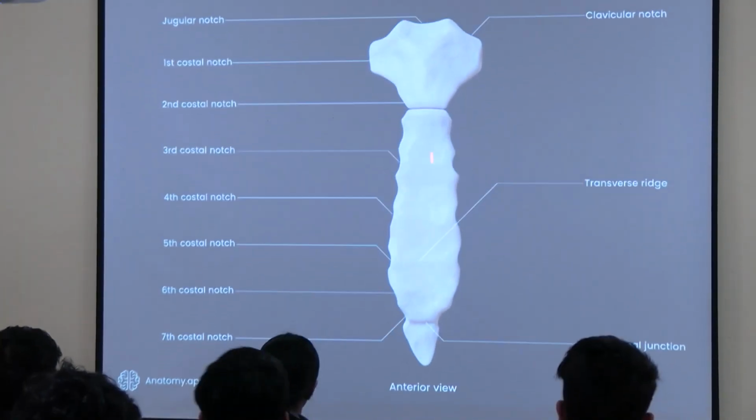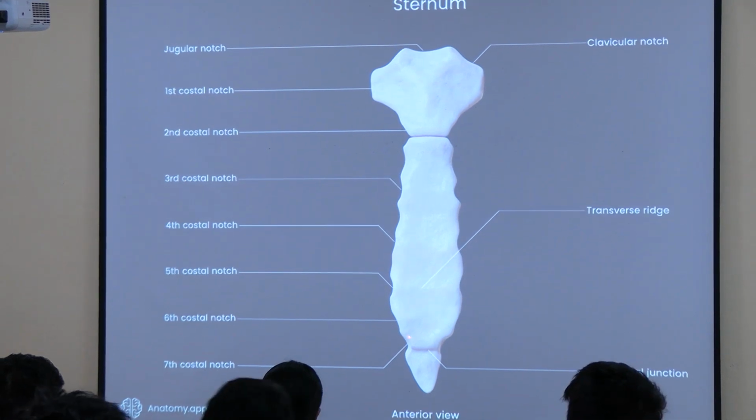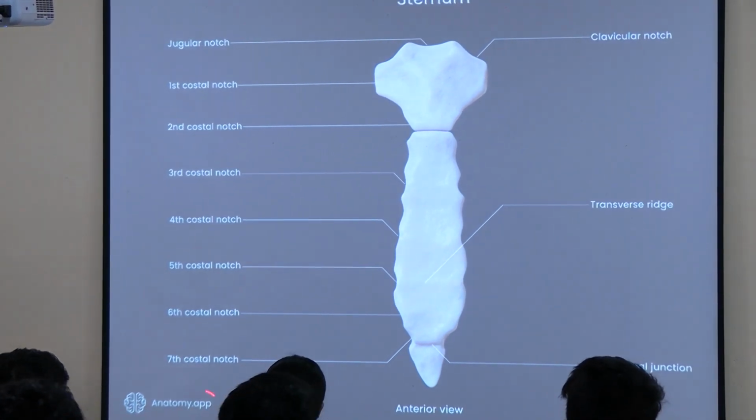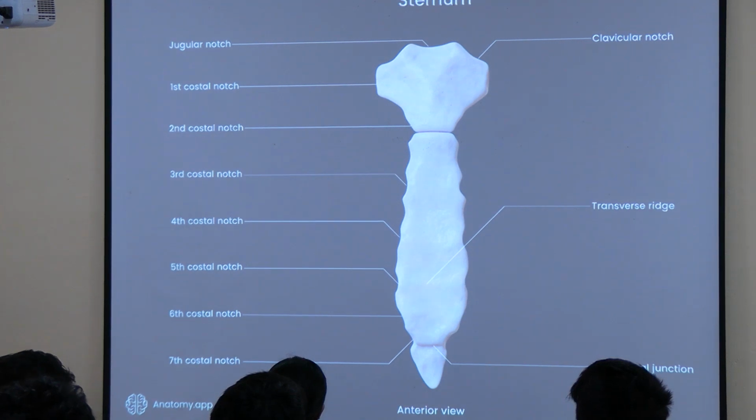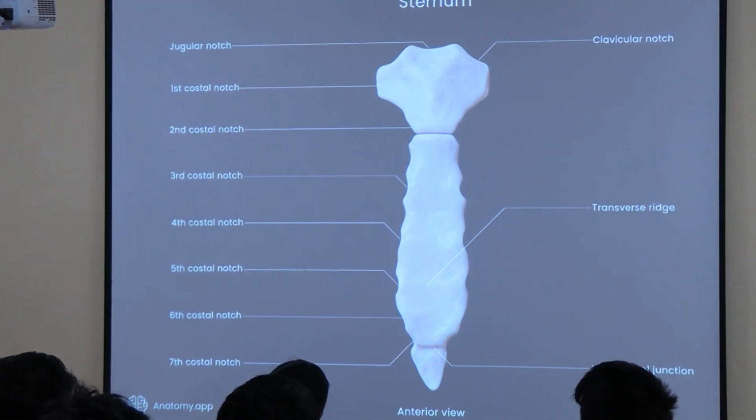Then the third costal notch up to the 7th attaches to the body of the sternum. And the 8th, 9th, 10th, 11th and 12th are the atypical ribs you will be studying.